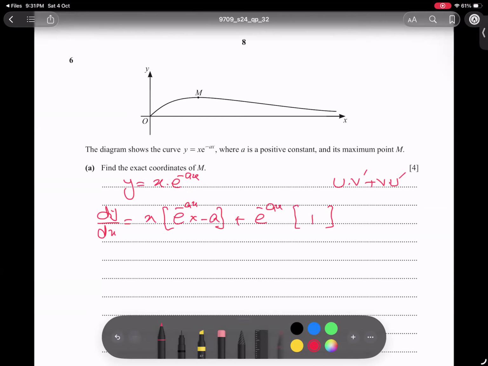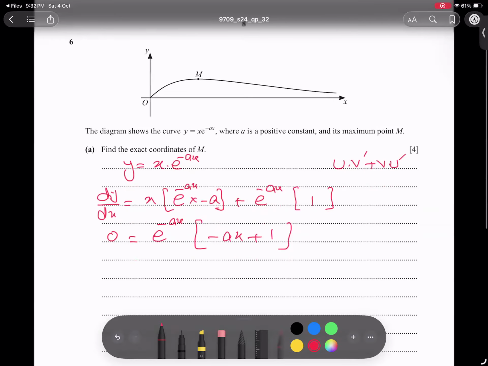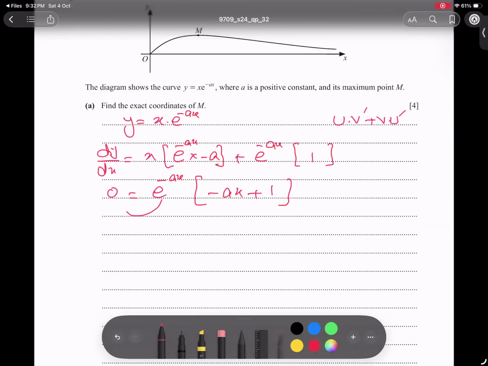Because it is a point of maxima, I will plug in the derivative equal to 0. The best technique when these kinds of questions come is to take common out. So e to the power negative ax is common, and what is left? From here x and a, negative ax is left, and from here 1 is left. So now I have two options: either this is 0 or the other is 0. So I write e to the power negative ax equals 0, or negative ax plus 1 equals 0.